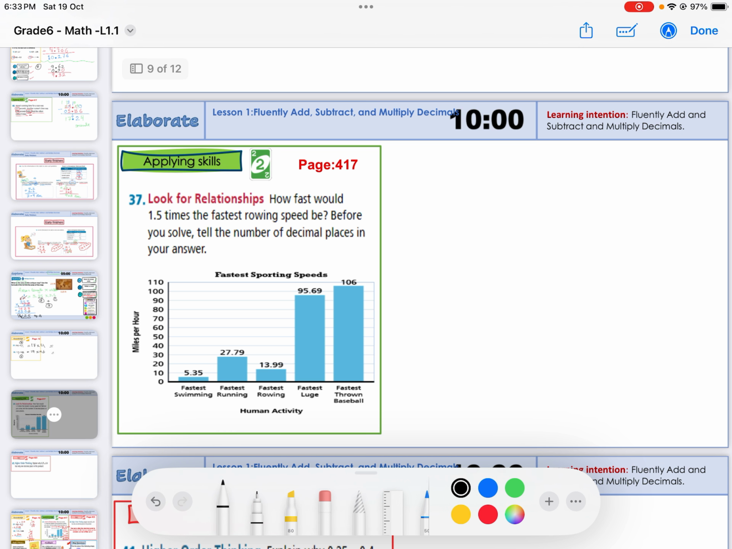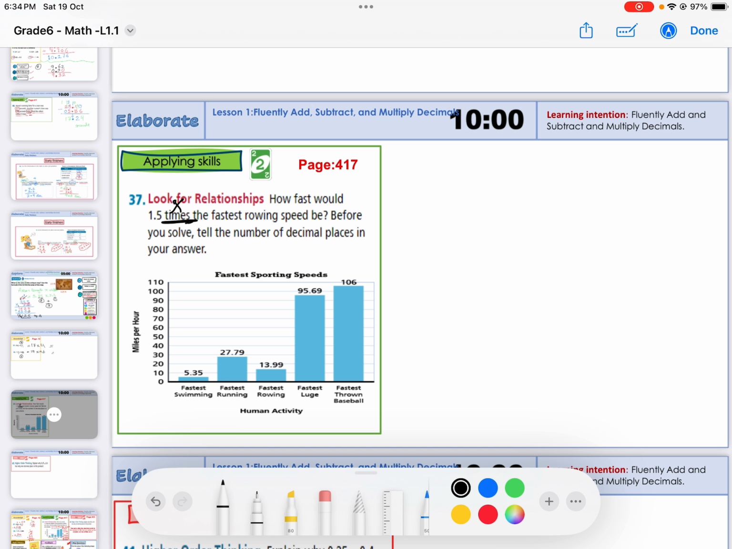Okay, word problems about multiplication. So how fast would 1.5 times... Okay, guys, focus. Here you need to focus. Always in multiplication questions, most of the time, we mention for you the word times. So you should know this keyword times indicates you should multiply. 1.5 times the fastest rowing speed. Before you solve, tell the number of decimal places in your answer. Yeah, you can easily tell.